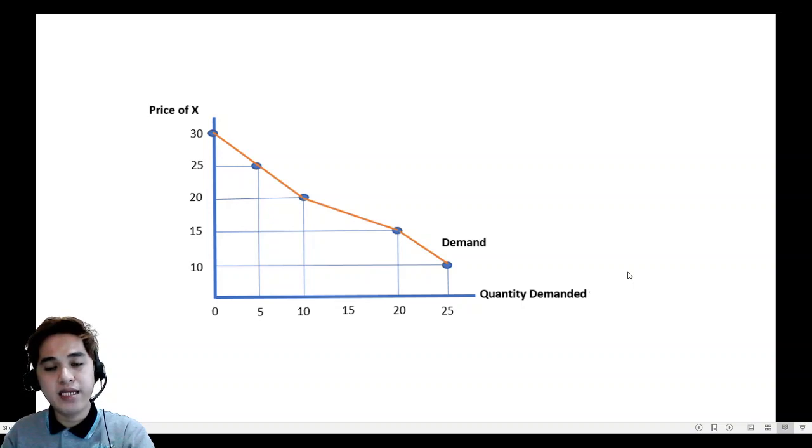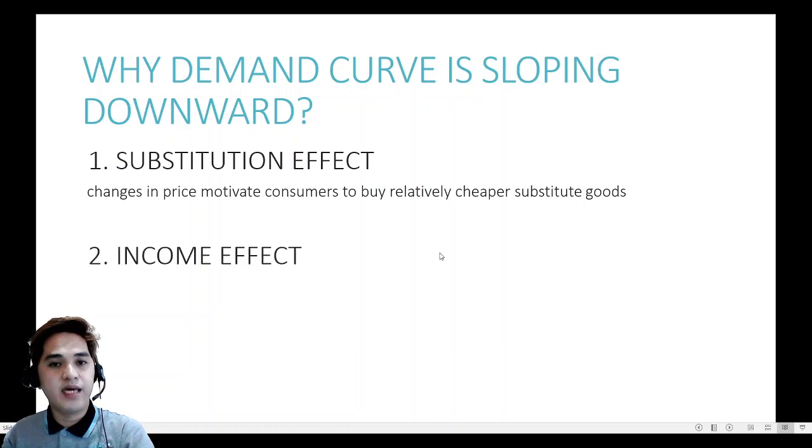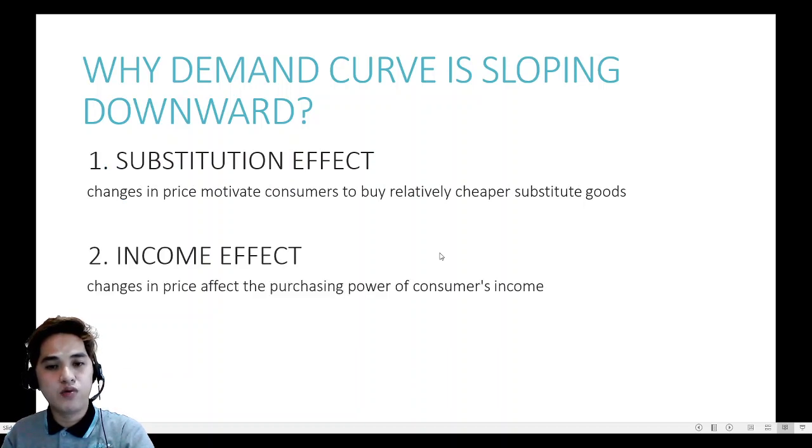Now the quantity demanded will also touch the x-axis. Let's say it is here at 30. If the quantity demanded is 30 and the price is 0, is that possible? The consumer demands 30 units of product X at price 0, so the product becomes free. Yes, that's possible. So these are the reasons why our demand curve is sloping downwards.